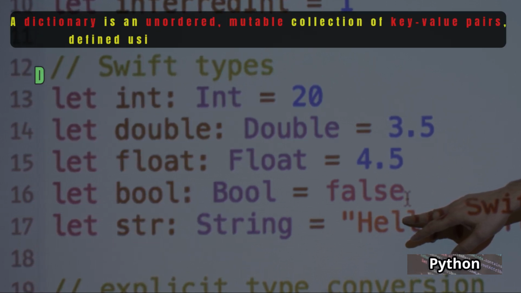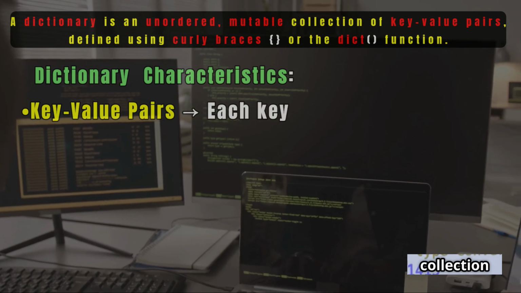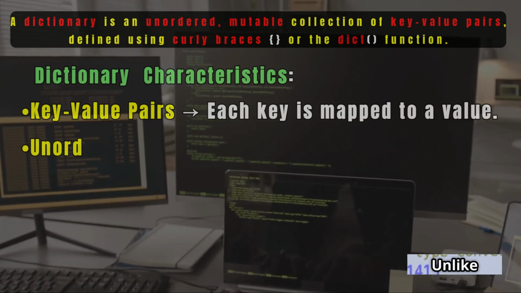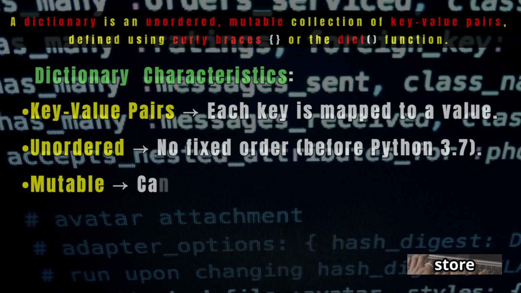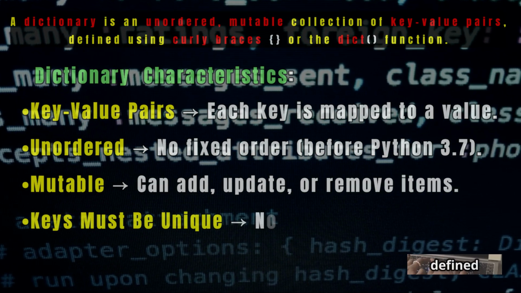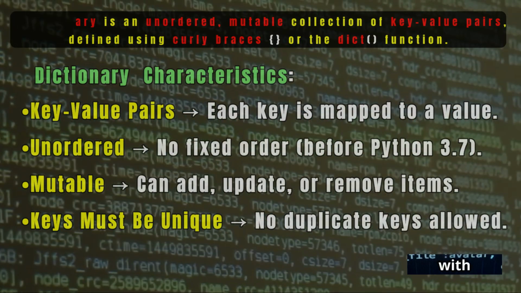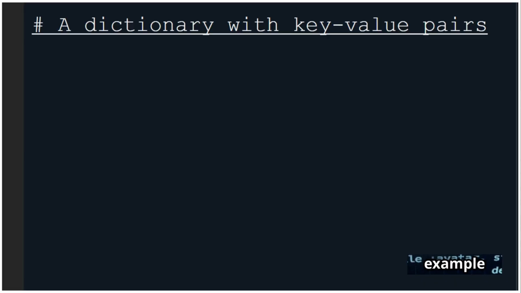A dictionary in Python is an unordered, mutable, that means changeable collection of key-value pairs. Unlike lists or tuples, dictionaries use keys to store and retrieve values efficiently. Dictionaries are defined using curly braces with keys and values separated by colons. Here is an example code for dictionaries in Python.